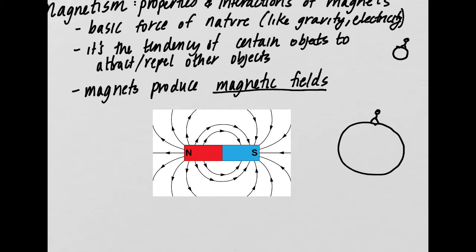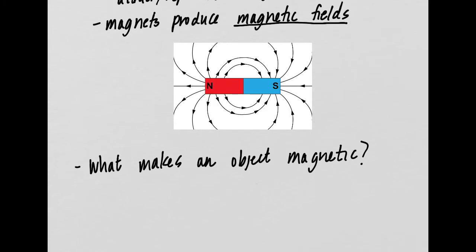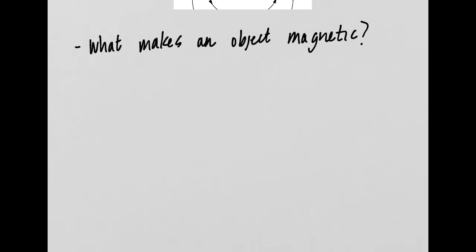Okay, so now we need to look at what makes an object magnetic. But also real quick, you'll notice that the direction that the magnetic field lines are going are toward the south, right? So from north to south. Just so you know, just forgot to point that out.